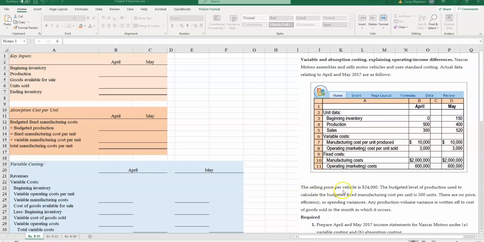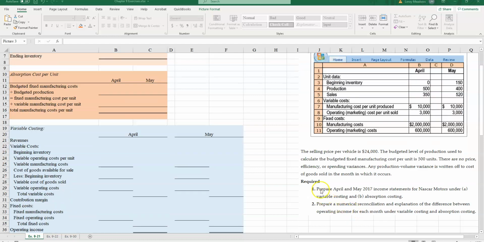The selling price per vehicle is $24,000. The budgeted level of production used to calculate the budgeted fixed manufacturing overhead cost per unit is 500. So this is how many units we're budgeting to produce, not how many we're actually going to produce, because production is different than what we budgeted up here. But our budgeted manufacturing cost per unit is based on production of 500 units. There are no price, efficiency, or spending variances. Any production volume variance is written off to cost of goods sold in the month in which it occurs.